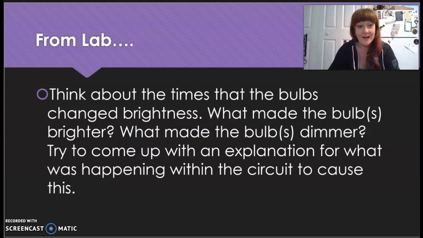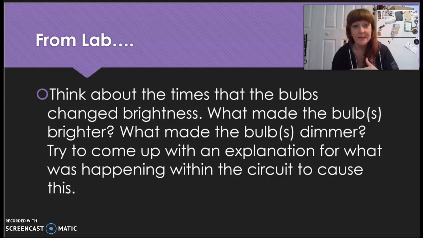So the first thing I want to ask is for you to think about in that simulation when the bulbs changed brightness. What kinds of things do you think made the bulbs brighter? What kinds of things do you think made the bulbs dimmer? And what actually is happening in a circuit to cause that? So you might be thinking, oh yeah, we just added another battery to our circuit and that made the bulb brighter. Well, yes, but what is that battery actually doing? Keep that in mind. Try to come up with an explanation for that as we're talking today.